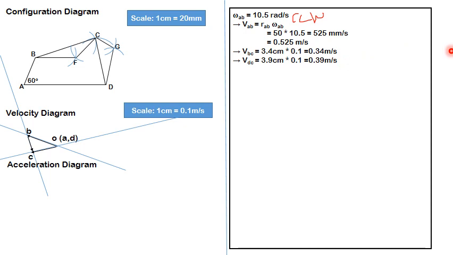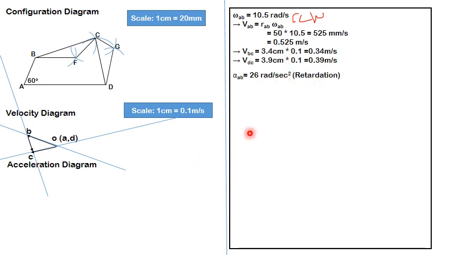Next thing is, I need to draw the acceleration diagram. For the acceleration diagram, what I have is the angular acceleration or retardation of the link AB, which is given. It is 26 radians per second square, and that will be acting in clockwise direction. Because velocity is acting in counterclockwise direction, retardation will be acting opposite to that, so that's why it will be acting in clockwise direction.